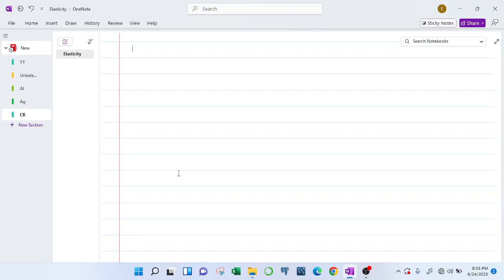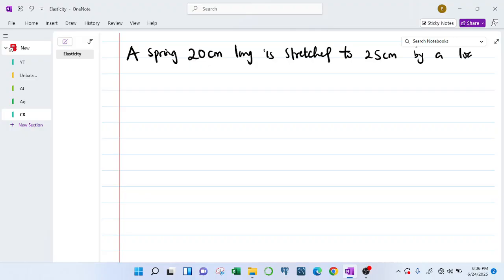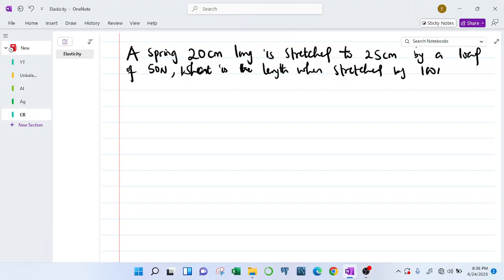This question says, a spring 20 cm long is stretched to 25 cm by a load of 50 newtons. What will be the length when the load is stretched by 100 newtons? Oh, let me shorten it. What is the length when stretched by 100 newtons?